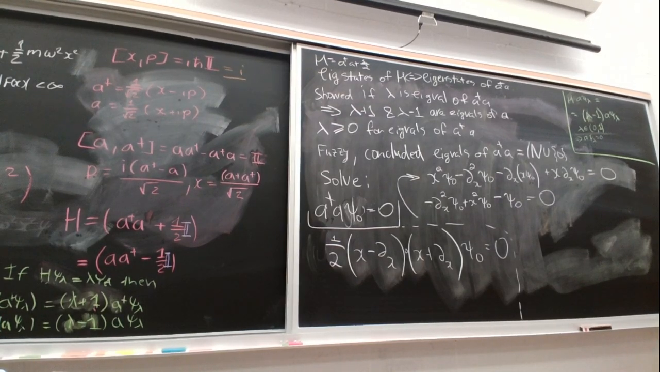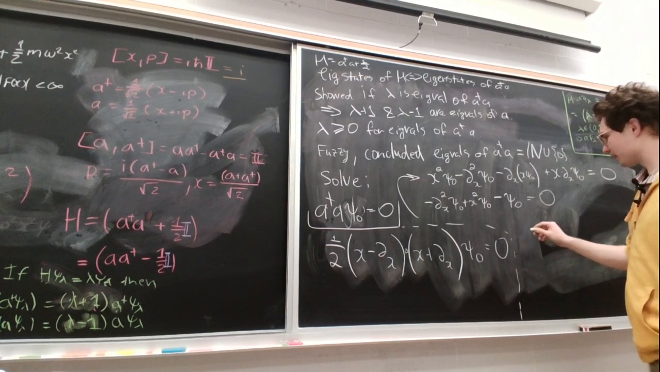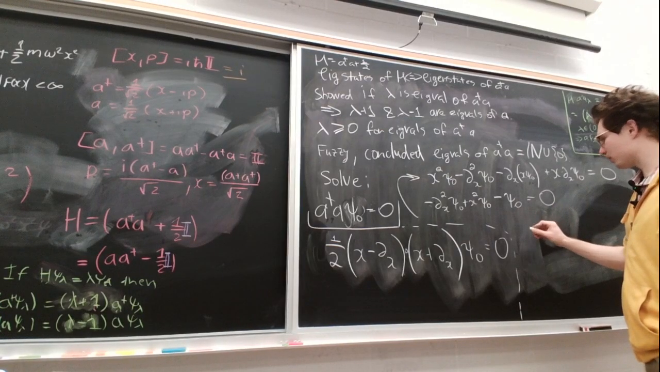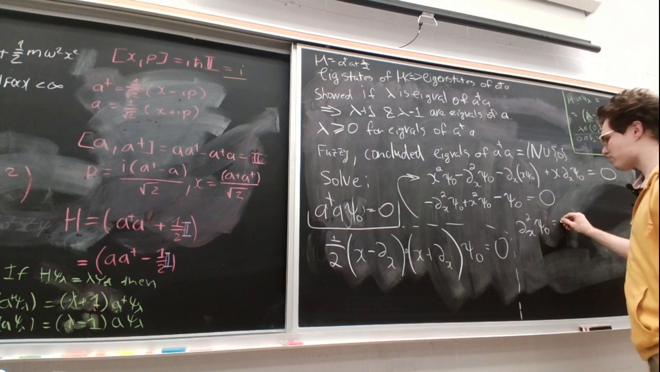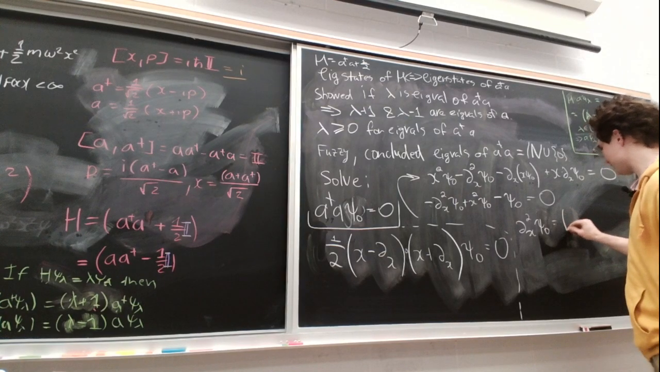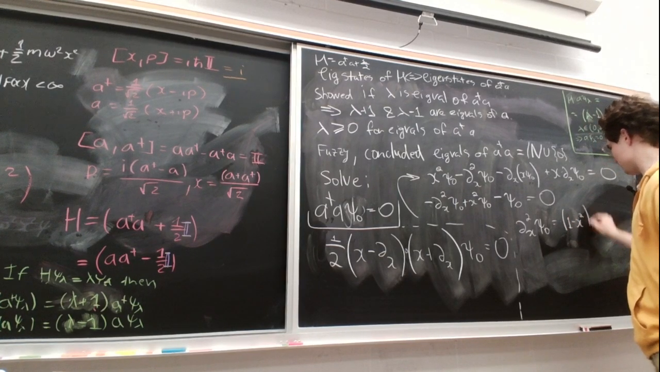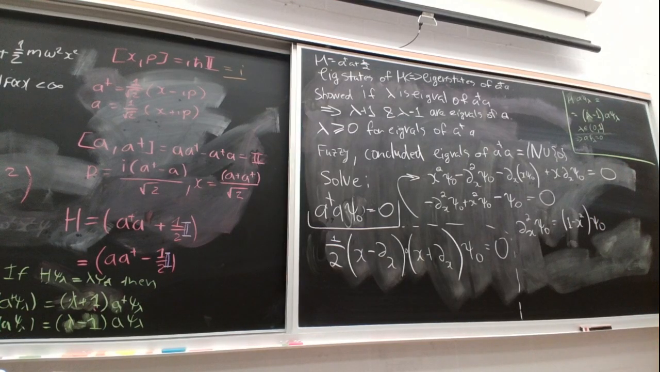Let's see if I can solve this on the first try. I think I roughly know what the answer should be. So this is what we're going to do: partial x squared psi naught is equal to 1 minus x squared times psi naught. Okay, and I just know the solution to this. Is this just a harmonic oscillator?